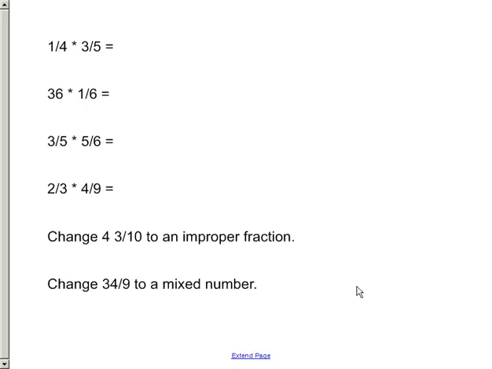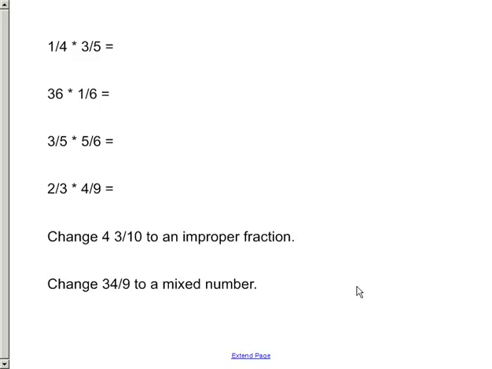So to begin, this is a little bit of a review. I'd like you to find the answers to these problems. You can pause the video and write your answers on a separate sheet of paper, bring them to class to share. Or you can be writing the answers as I read the problems. The first problem is 1/4 times 3/5. Remember, we learned to multiply numerators, multiply denominators, and always express our answer in simplest form.